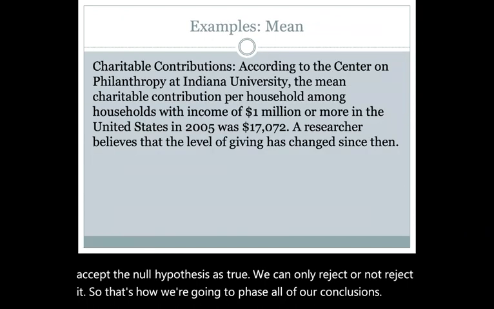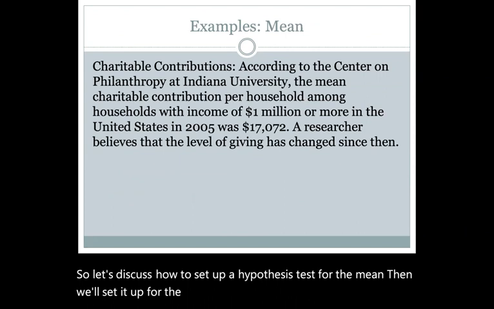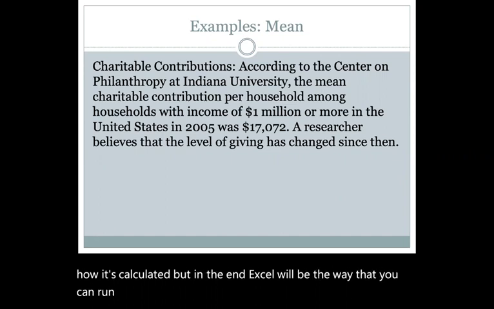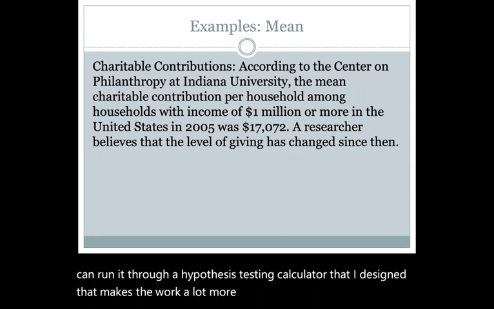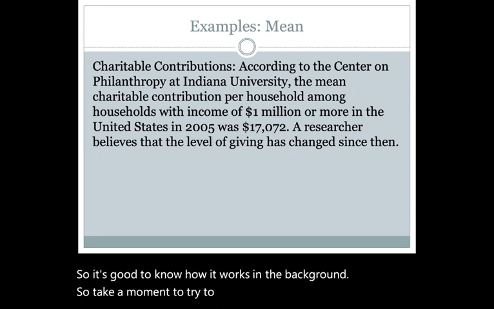So let's discuss how to set up a hypothesis test for the mean. Then we'll set it up for the proportion, just for practice. We'll talk about how it's calculated, but in the end, Excel will be the way that you can run it through a hypothesis testing calculator that I designed. That makes the work a lot more simplistic, but it's a very powerful tool. So it's good to know how it works in the background. So take a moment to try to set this up.